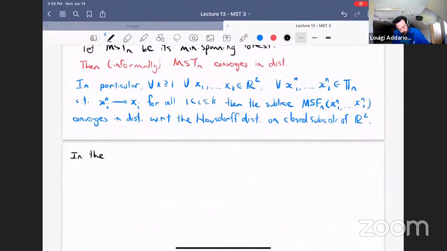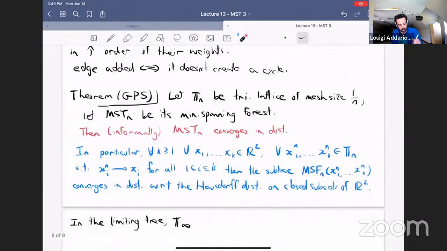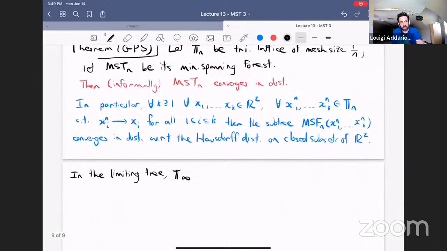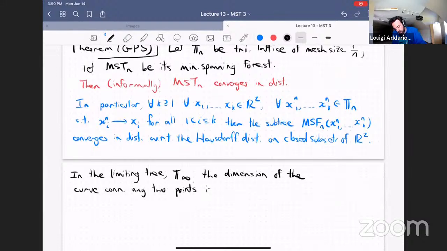So in the limiting tree, let me call that T infinity. By the limiting tree, there's some work that needs to be done to make this formal. It's the same work that's required in understanding what is meant by convergence in distribution. But if you like, in this collection of limiting curves, you could say the dimension of the curve connecting any two points is bounded away from one and away from two.